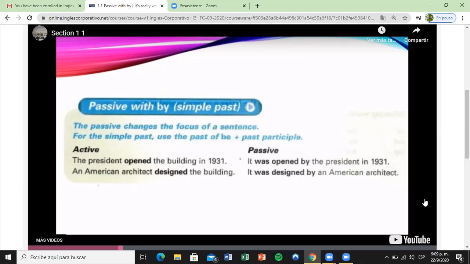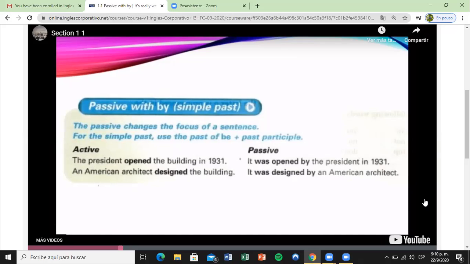In the second one, the same. The building, or it, was designed by an American architect. This is also the passive. Now, both of them help us to give sentences different ideas.